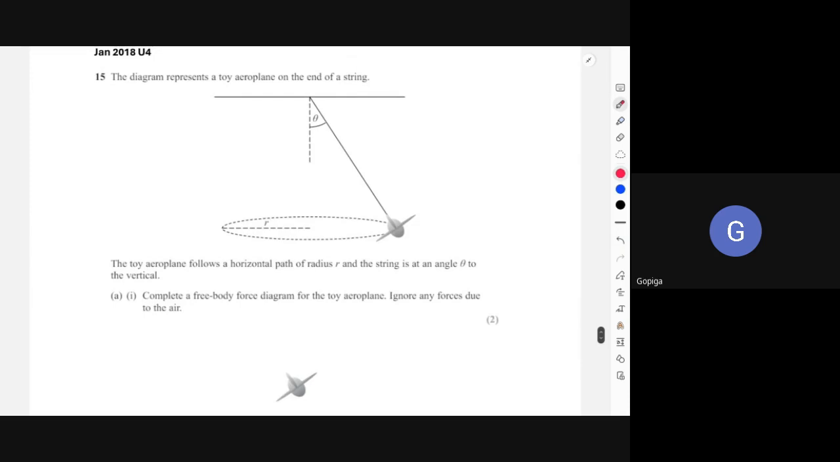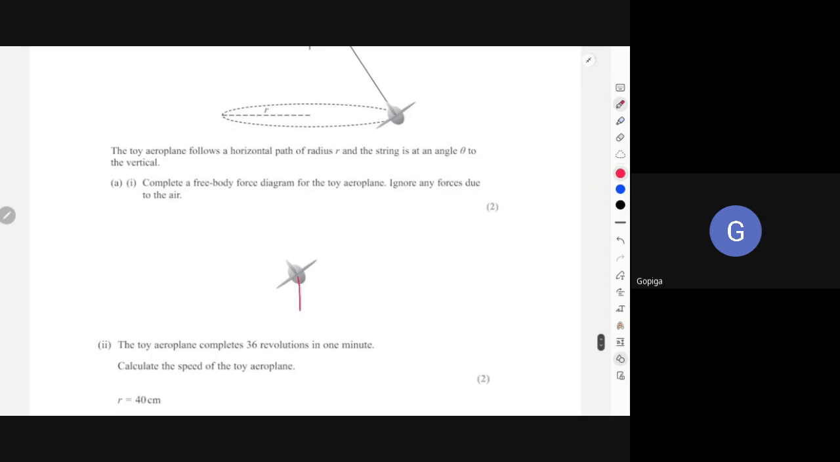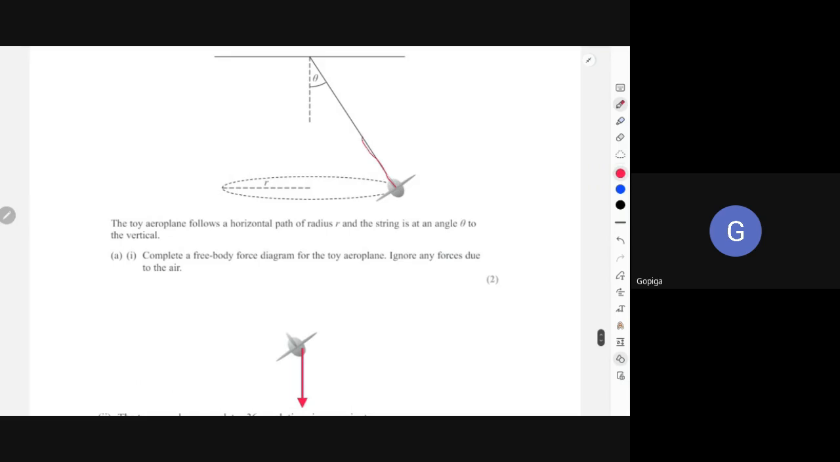In this part, it says that the diagram represents a toy aeroplane at the end of a string, and the toy aeroplane follows a horizontal path of radius r, and the string is at an angle of theta to the vertical. We need to draw the free body force diagram acting on this toy. Tension will act along the wire, and vertically downward is your weight. So this is where tension will act.